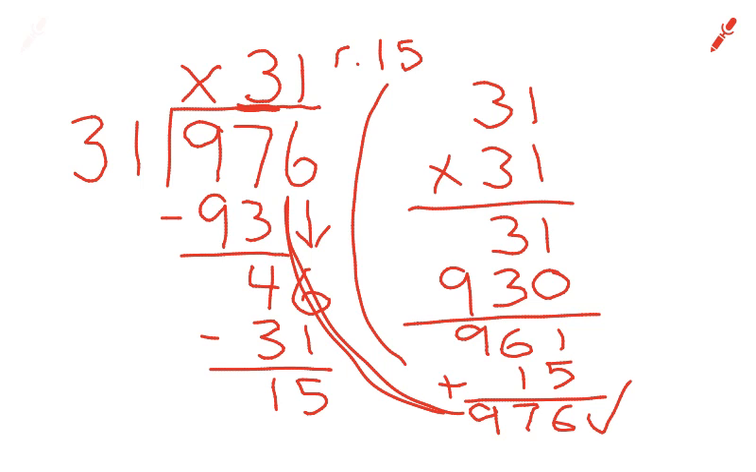That is not our answer. This just shows us that it checks. Our answer we need to circle is 31, remainder 15.